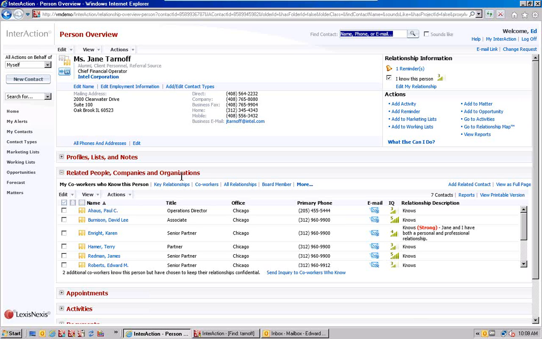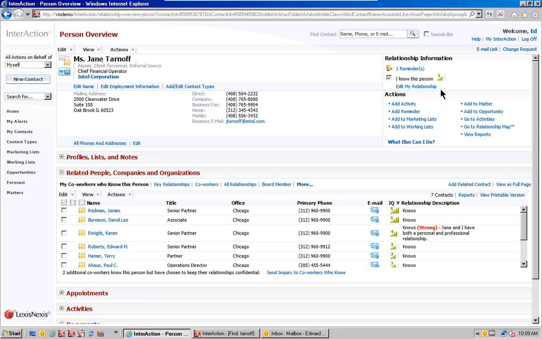When viewing a contact in the web client, such as Jane Tarnoff, under the related people, companies, and organization section, my coworkers who know this person, or what we refer to as the who knows who, you will now see an InterAction IQ column and the cellular bars. Again, this IQ indicates who in the firm has the strongest strength with Jane, and I can leverage the person with the highest score. So one of the things I can do is just sort on the score and see I have several coworkers with the highest score.